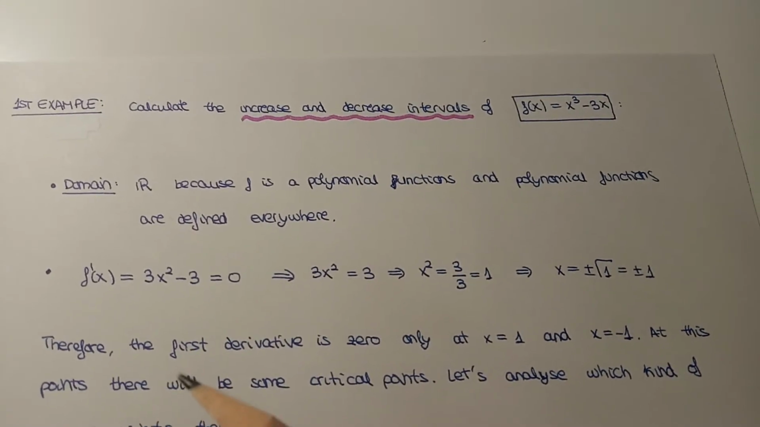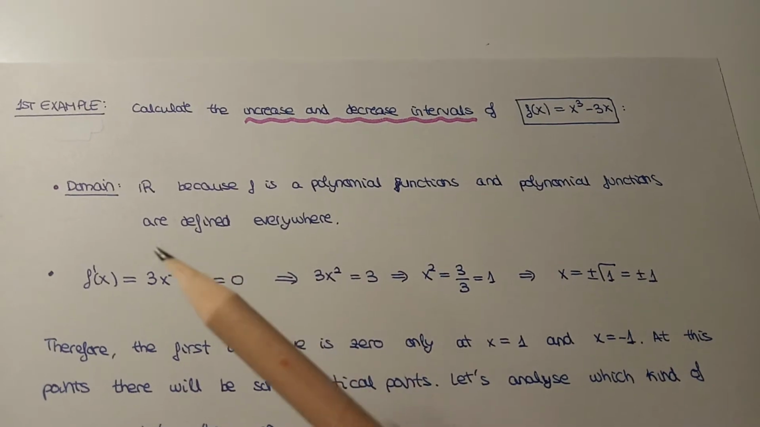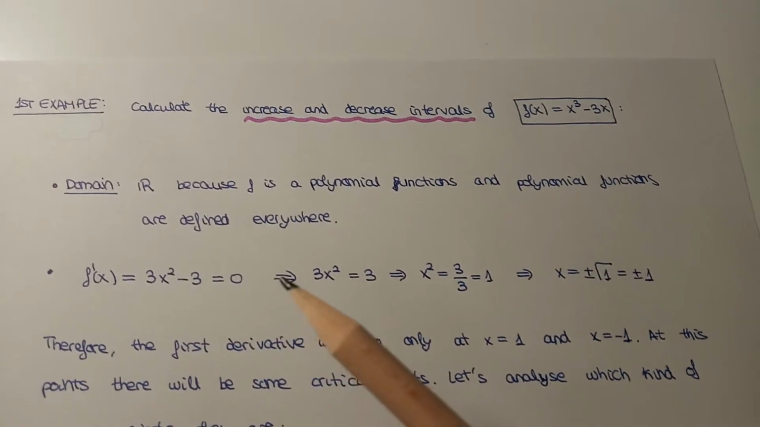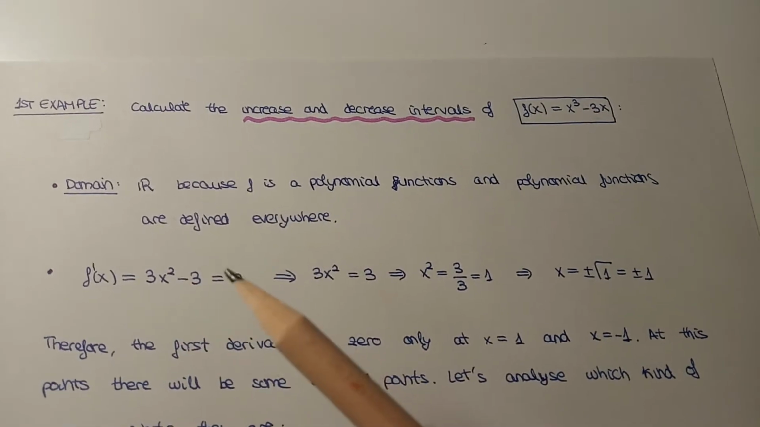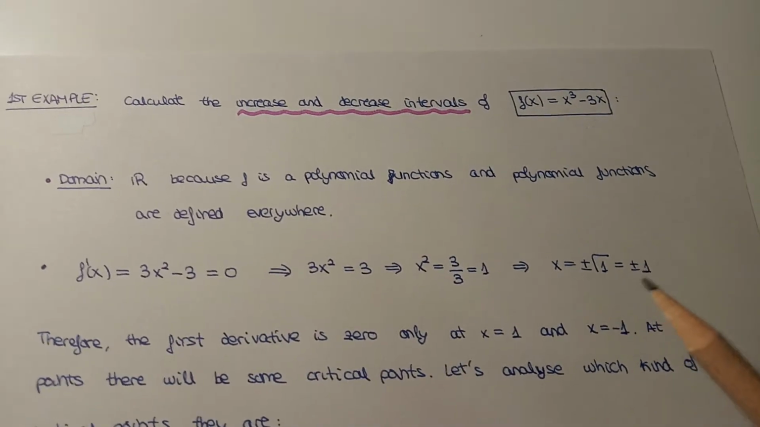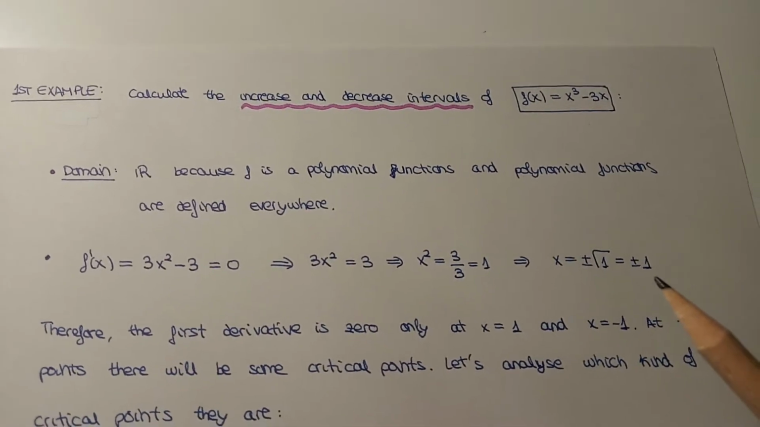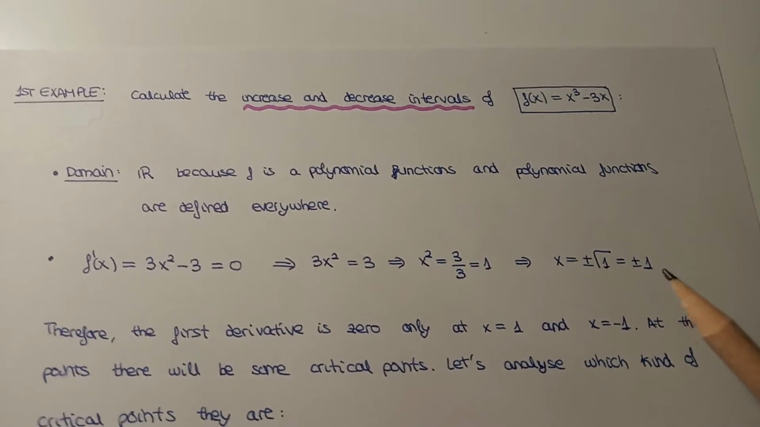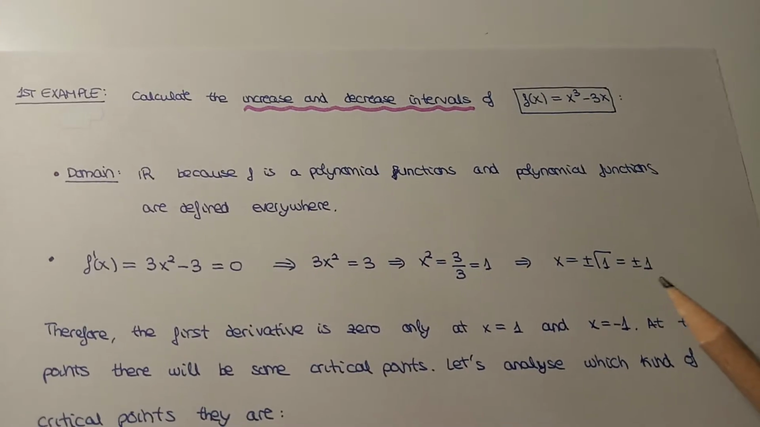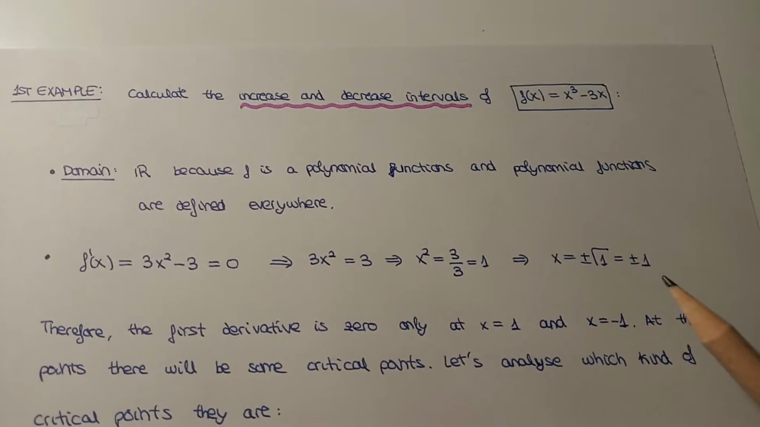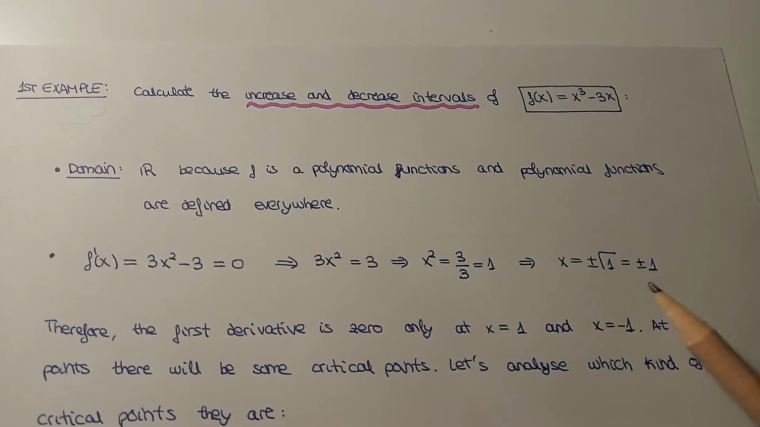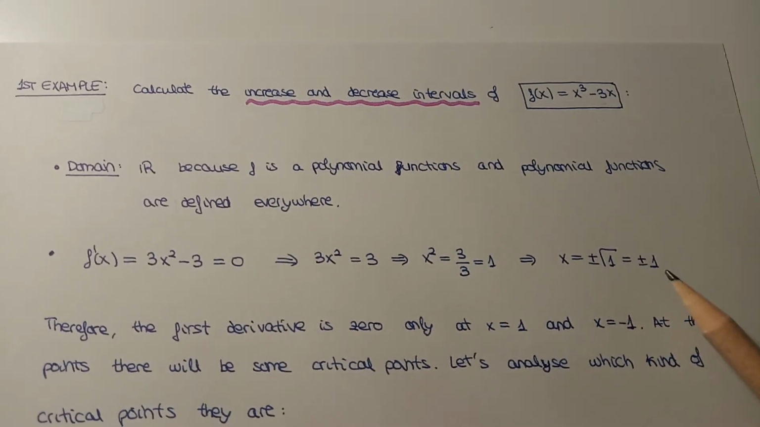Then we calculate the first derivative and equal it to 0, because we want to see where there's a change in the derivative. Here we've got an equation, and we need to solve it. It happens that we've got two values, x equal 1 and x equal minus 1. So at these two points we've got critical points. We don't know exactly which kind, but for sure there are critical points.